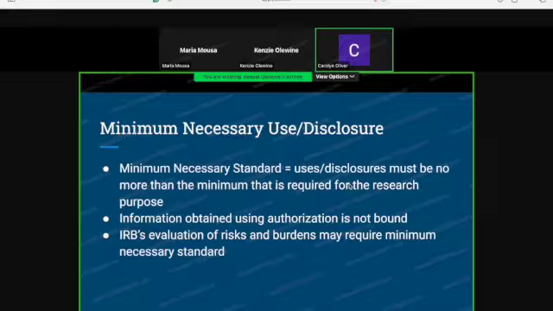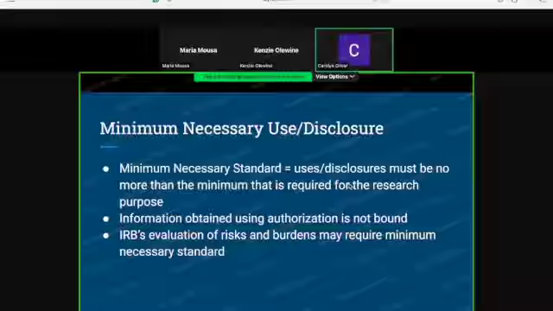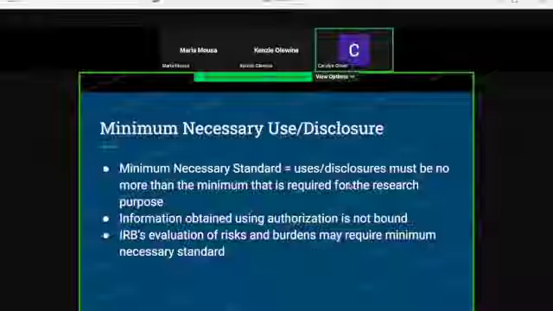However, it is important to be aware that while HIPAA may not require a minimum necessary justification at all times, an IRB's evaluation of the risks and burdens on human research arguably does. So, making sure that the IRB evaluates the risks and burdens is still required underneath the minimum necessary use and disclosure.